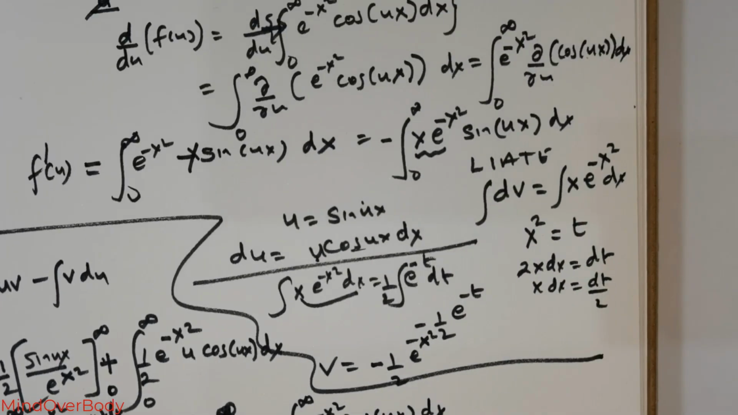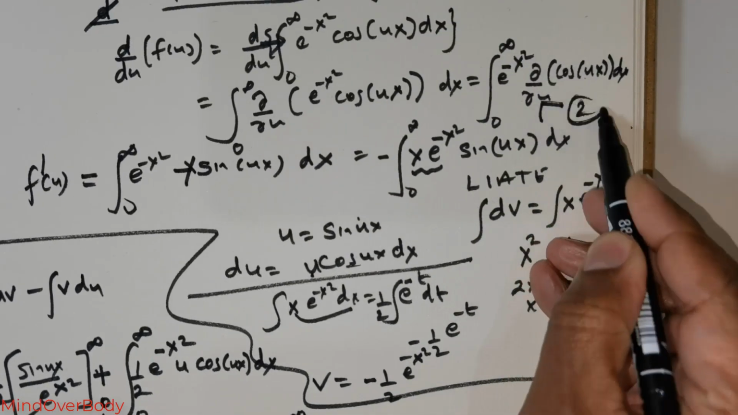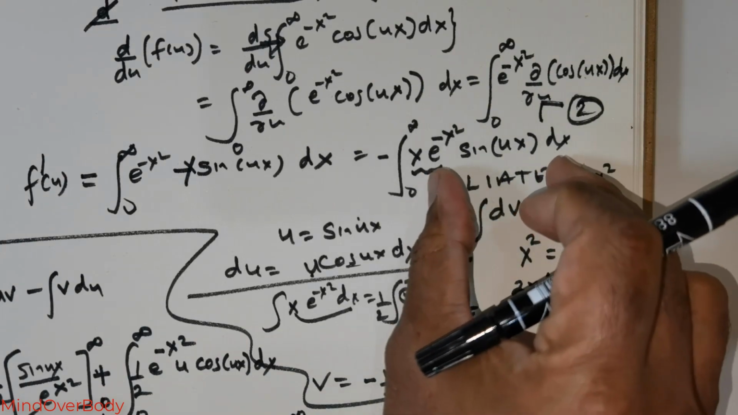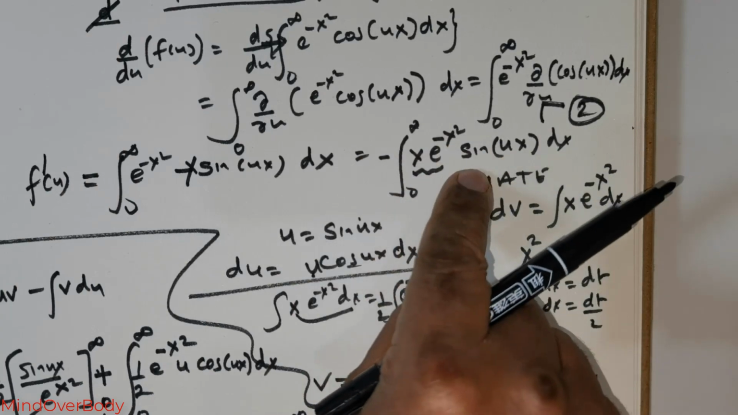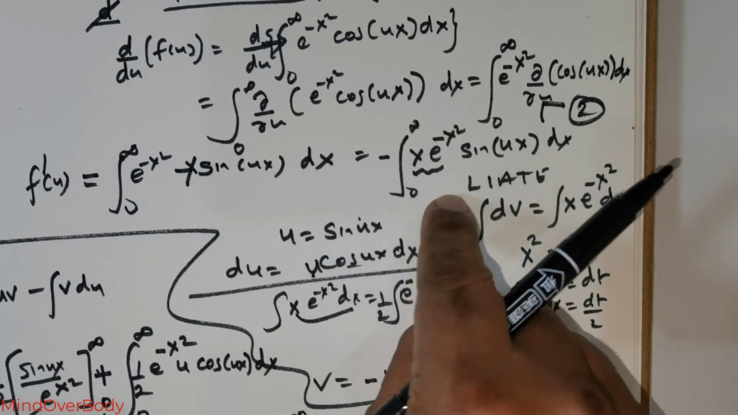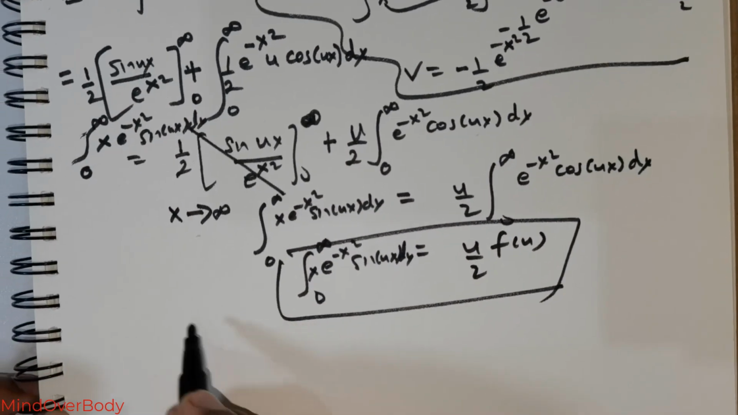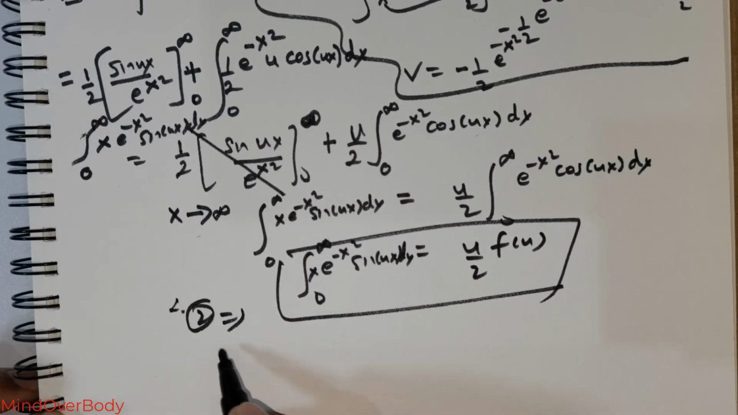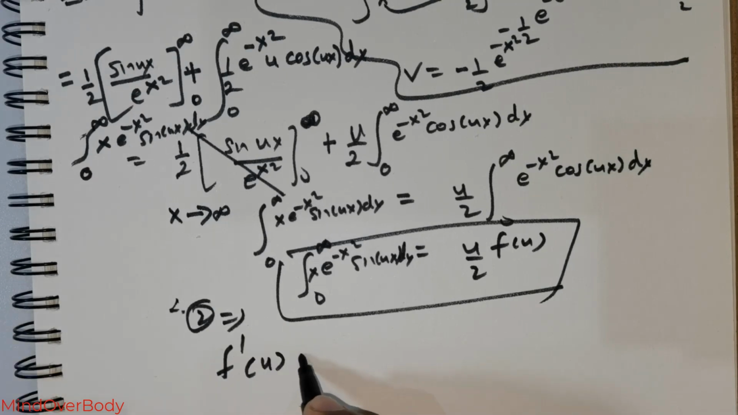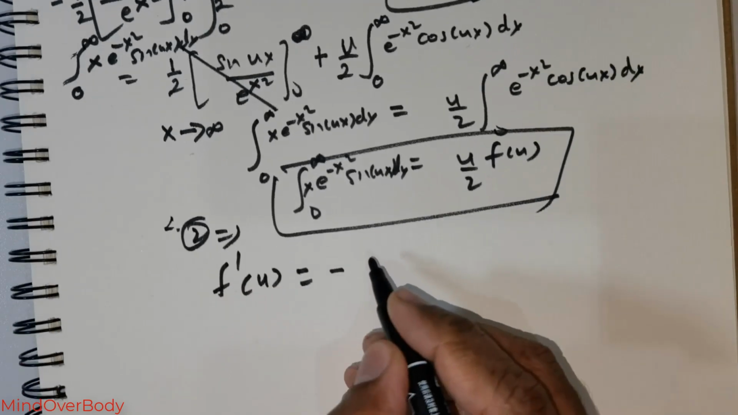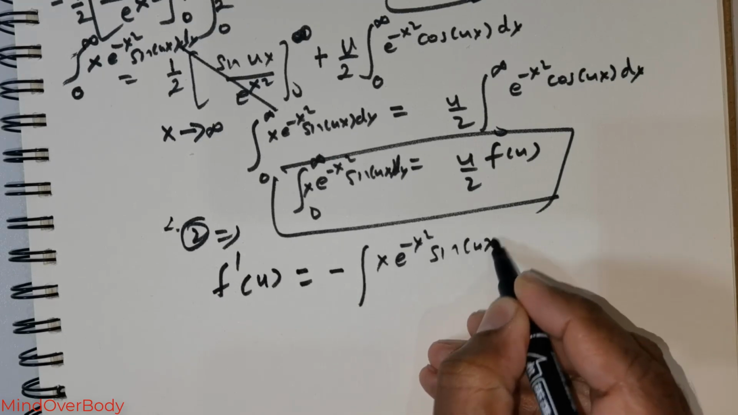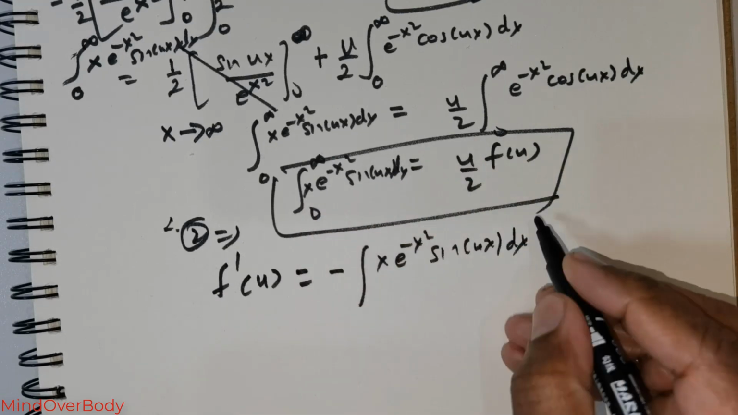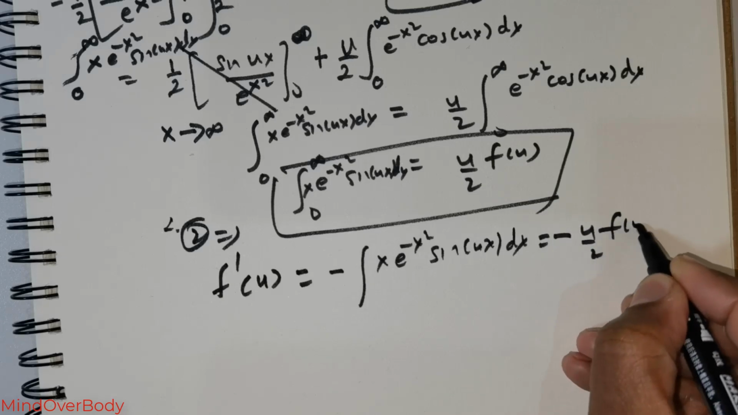Now let me take that value. Let me write this as 2. I'm taking this value and I need to substitute it here. So f dash of u will be equal to this quantity, negative of u over 2 times f of u. Therefore 2 is rewritten as: f dash of u is equal to negative integral x times e raised to the power of negative x squared sine of ux times dx. Now this is equal to this, so this is equal to negative u over 2 f of u.